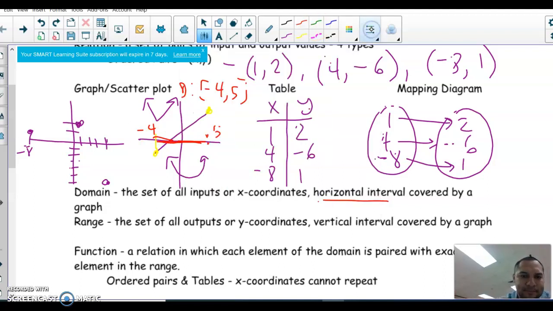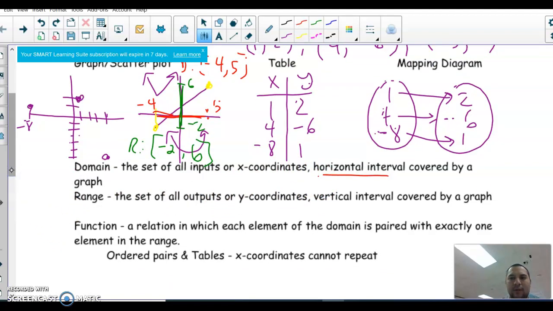The vertical interval, let's say that's -2 all the way up to 6. So the range for this one would be -2 all the way to +6. And again, we'll talk about notation in the next lesson, but it's the vertical distance that it covers from -2 to 6. All right, domain is the x coordinates, range is the y coordinates. So this will be your domain, your range, that's your domain, your range, and so forth.